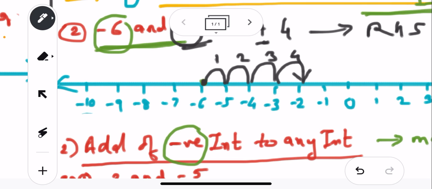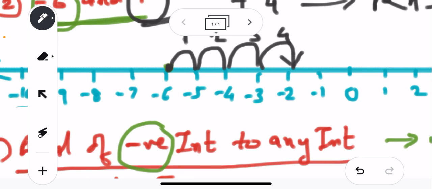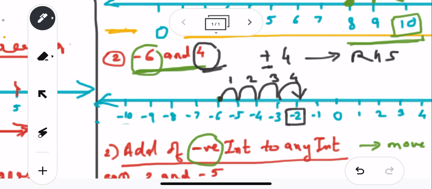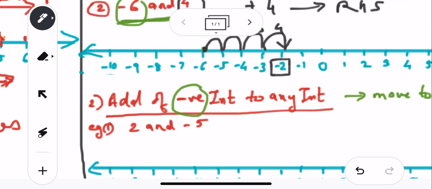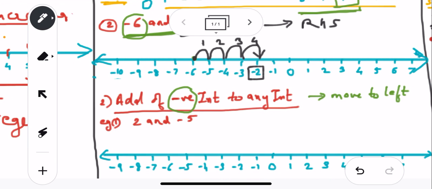We have moved 4 steps to the right, and now where have we reached? We have reached minus 2. So my answer is minus 2. If we have to add a negative integer to any integer, we have to move towards the left. Let us see.